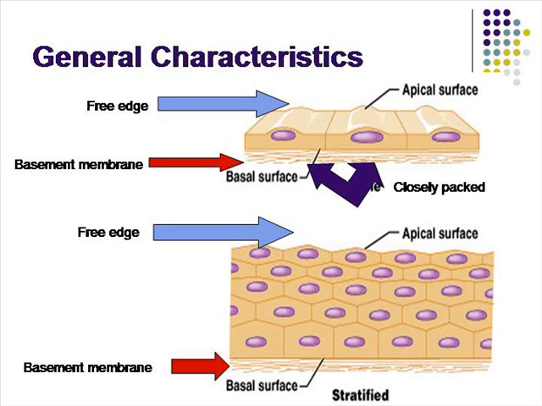The dark purple arrow represents how close these cells are together. There is no space between one cell and the next. The light purple circles are the nucleus for each individual epithelial cell. The nucleus will be a good characteristic to look for when you are trying to identify epithelial tissue under the microscope.